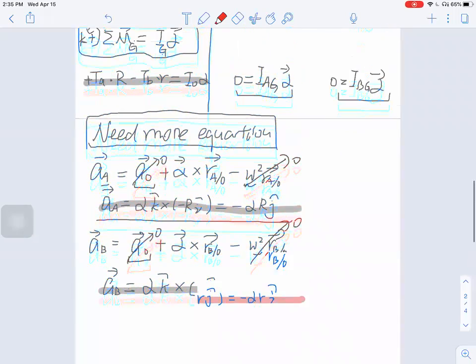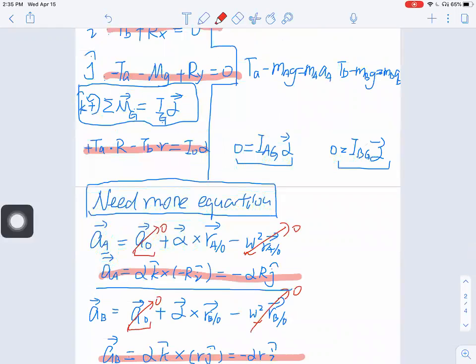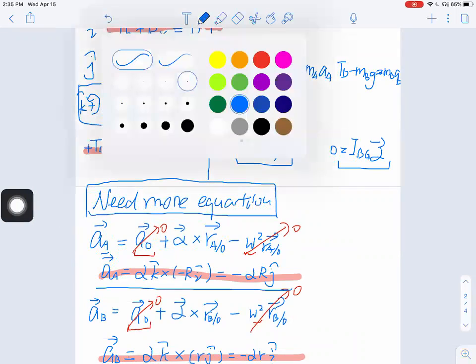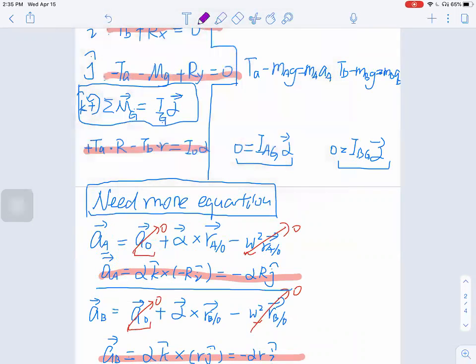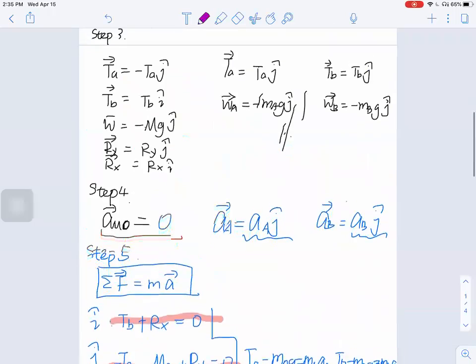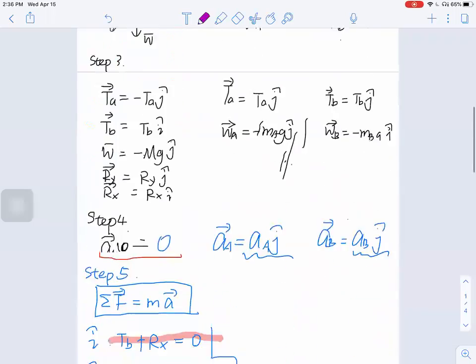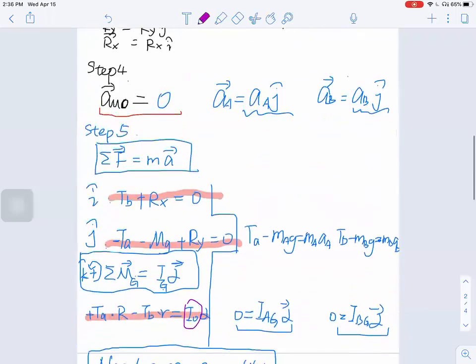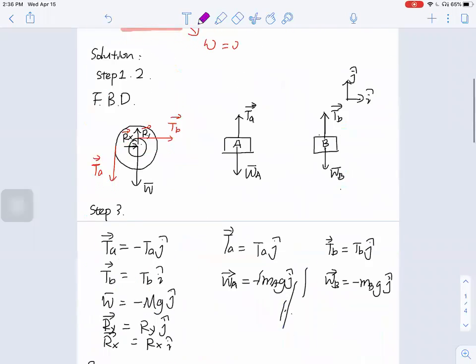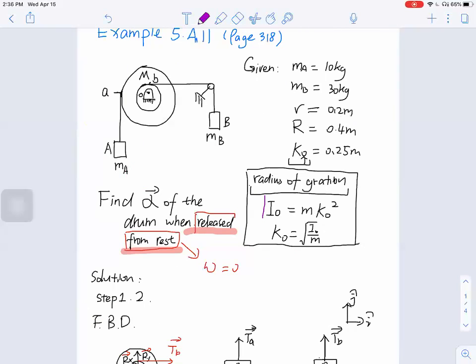And something to highlight here is this Io. Let's use a different color. This Io here is not given directly, but we mentioned this radius of gyration tells us what is Io. So Io can be found from this equation.